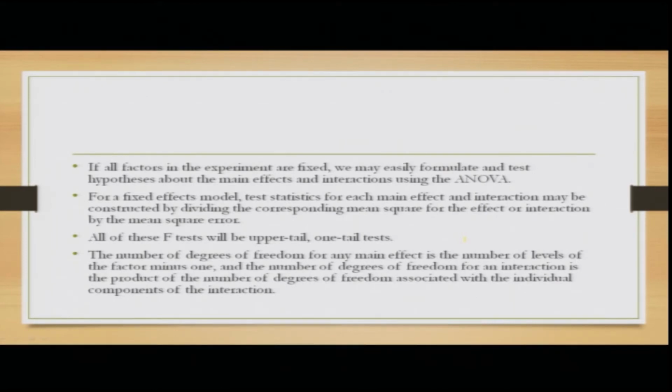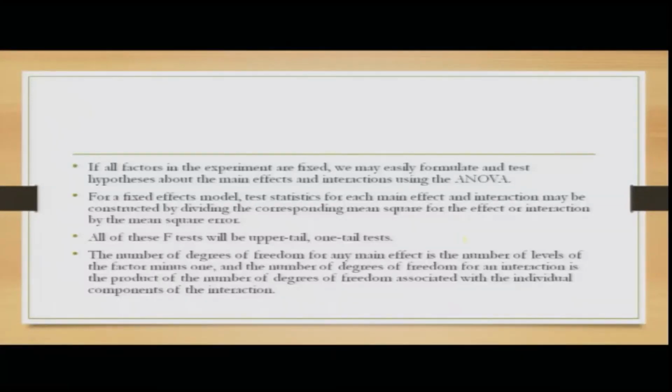The number of degrees of freedom for any main effect is the number of levels of the factor minus 1, because it will be A minus 1, B minus 1, C minus 1, D minus 1, and so on, and you can find out the degrees of freedom for the errors, and for the total it will be the sum of them. And the number of degrees of freedom for an interaction is the product of the degrees of freedom associated with the individual components of the interaction, and we can do the calculations accordingly.